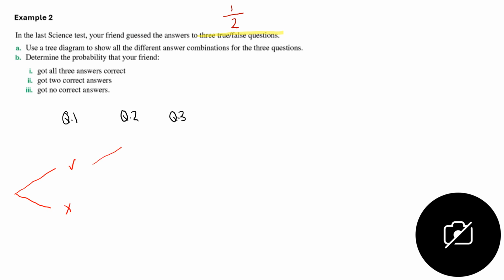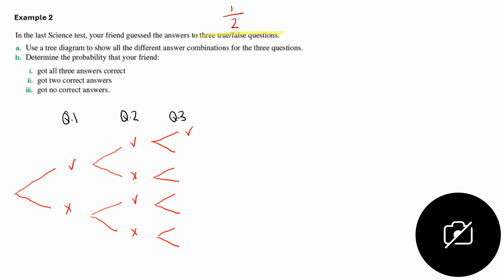Question 2, I give it another chance. I either get it correct or incorrect. Same with if I get it wrong, I can get it correct or incorrect. Question 3, we try again. And look at all these branches. See, I'm already running out of space here.